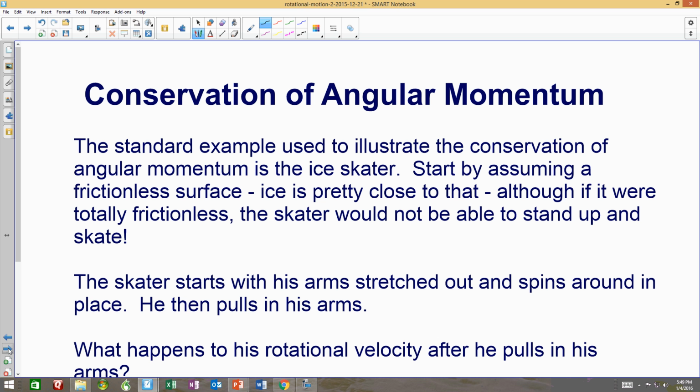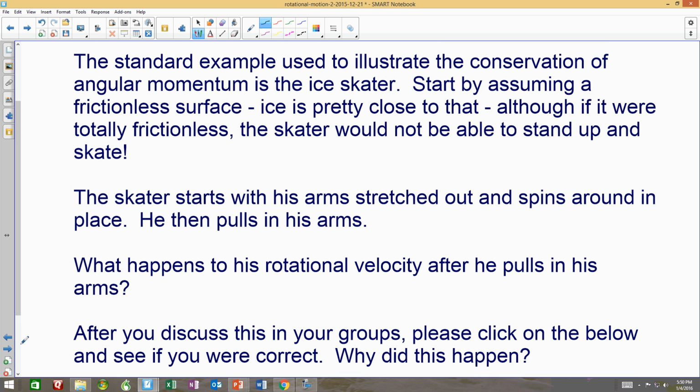The standard example used to illustrate the conservation of angular momentum is usually the ice skater. You start by assuming a frictionless surface such as ice, and ice is pretty close to being a frictionless surface. It's not totally frictionless, but close. The skater starts with his or her arms out, and usually I see a girl skater versus a guy skater in the examples given, but we'll say either one.